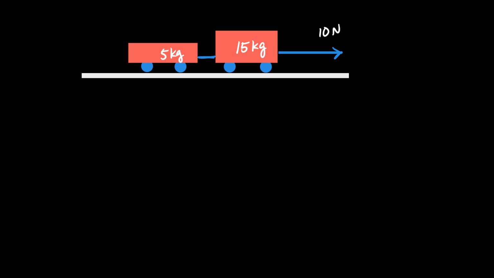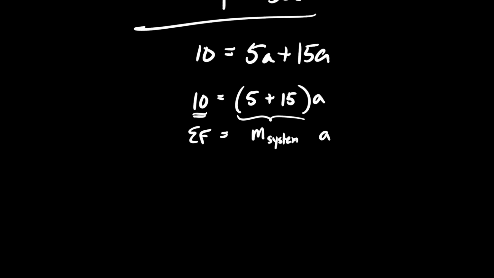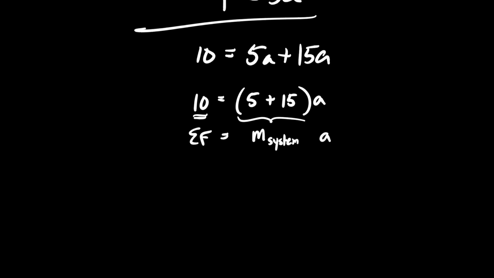like M1s and M2s. And now getting back to this idea that we're going to see the entire mass of the system somewhere. At the end of the day, that's what we have here. And so 10 equals 20A, or A equals 0.5 meters per second squared. That would be the acceleration of the system.